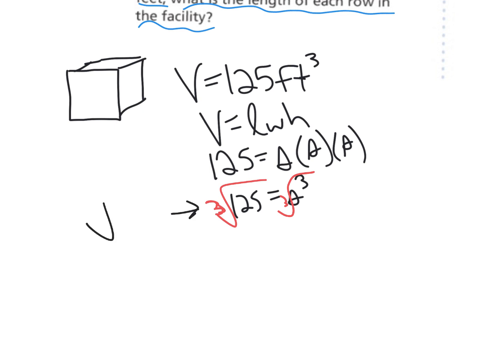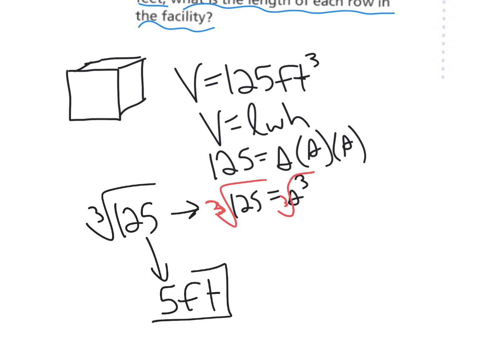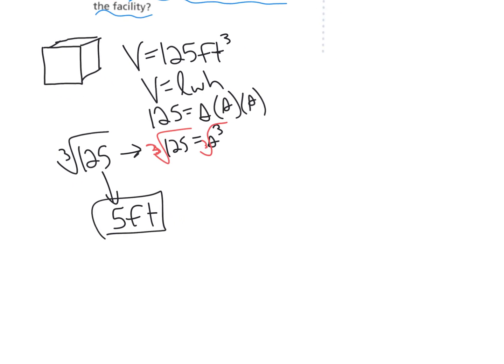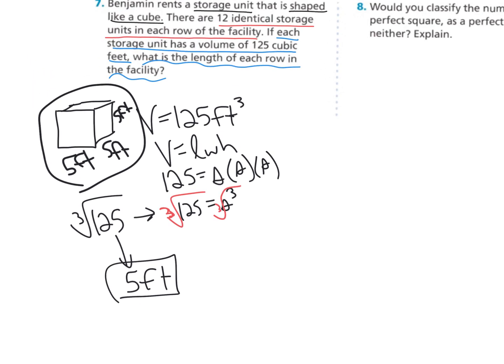Sorry, that was a little sloppy. So that would be 5. So that means one of our side lengths here is 5 feet. So basically each one of these storage units is 5 feet by 5 feet by 5 feet. Okay, now once again, we're not done with the problem. The problem was, what's the length of each row in the facility?